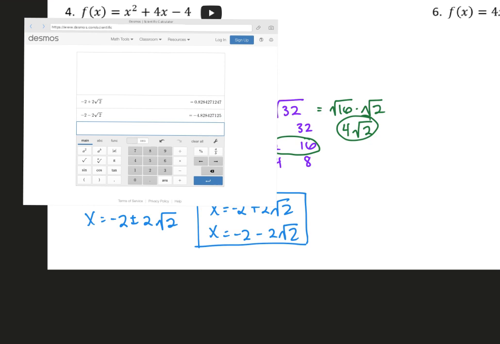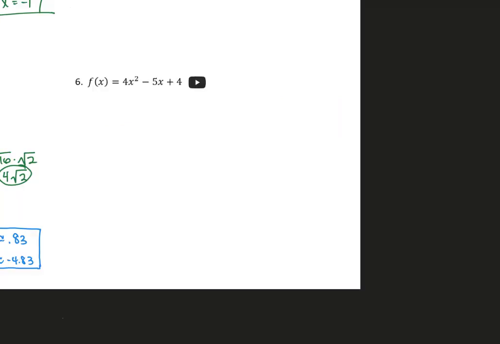And then if we put those in our calculator, we can get our approximate solutions. Negative 2 plus 2 root 2 gives us approximately 0.83. And then negative 2 minus 2 root 2 gives me approximately negative 4.83. Again, the reason for getting the approximate answers is that we can get a visual idea of where our x-intercepts are.